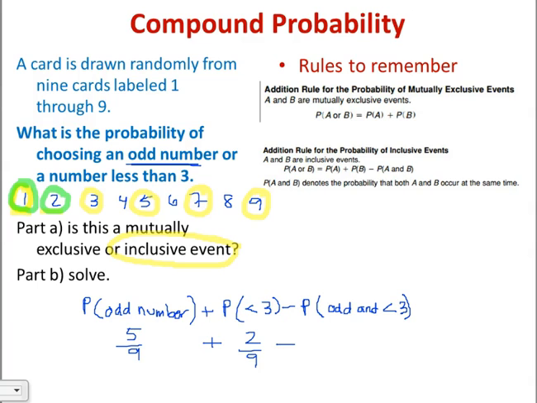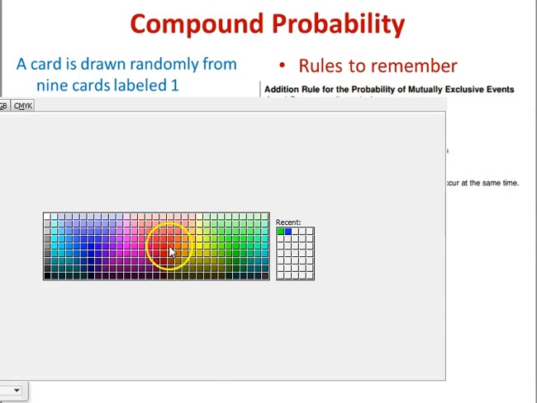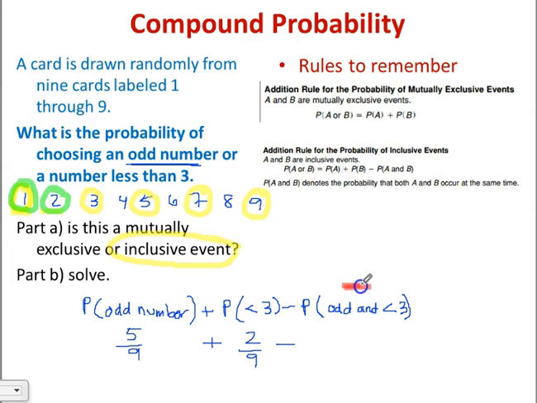And then we're going to subtract out any odd numbers that are less than 3. Let's highlight that. We'll change the color again to red. Any number that is less than 3 and odd, there's only 1, the number 1. So we'd subtract 1 out of 9. I'm going to move this fraction over so that we can see those together. Let's add first. 5 plus 2 is 7, 7/9. Then we're going to subtract that 1/9, and 7 minus 1 is 6/9. So we've got a 6/9 probability.